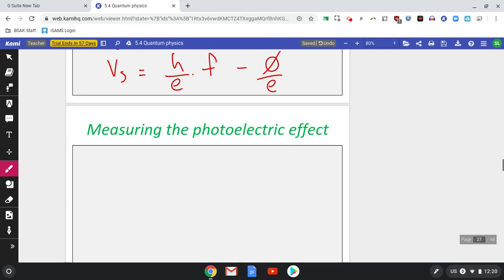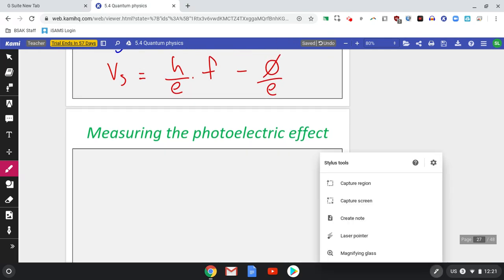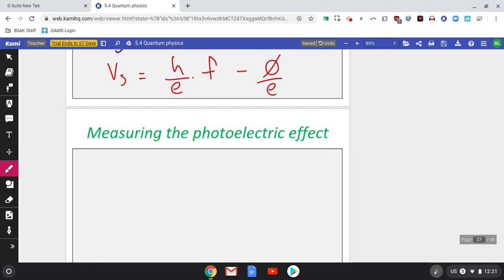This theory should not be unfamiliar to you. So this is the important bit. Vs is going to be plotted on our y-axis. f is going to be on the x-axis, which means the gradient is h over e. So that's how we find the Planck constant.